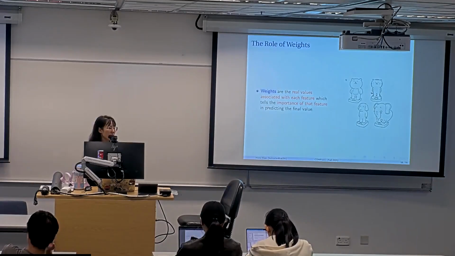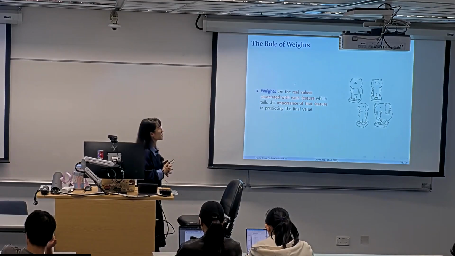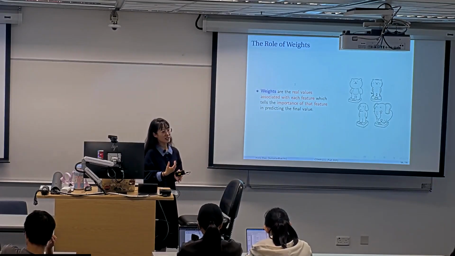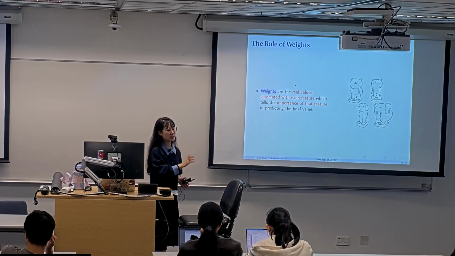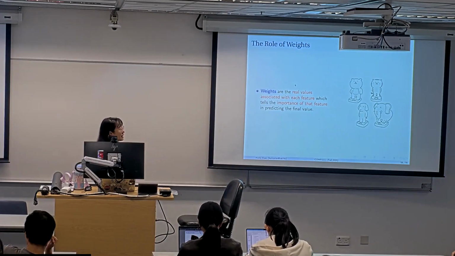Let's try to examine the roles of different components in a multi-layer perceptron structure. So first, the weight. Weights make up a large component of the parameters. So weights are the real values associated with each feature, which tells the importance of that feature in predicting the final value. Right? Weight is always connecting some nodes in the previous layer with some nodes in the current layer. So basically, weight is the edge, and the edge tells the importance of some features.